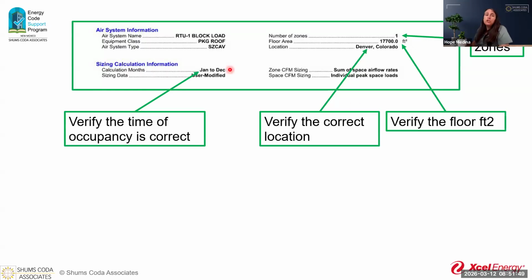Now, this one too is verifying when it's actually going to be occupied. So is this a 365 days a year building, it doesn't have to be 24 hours, but if it's going to be occupied 365 days a year, then it should say January to December. But if this is a seasonal building where it's only going to be in operation from May to September, then those are the months that it should be shown here.